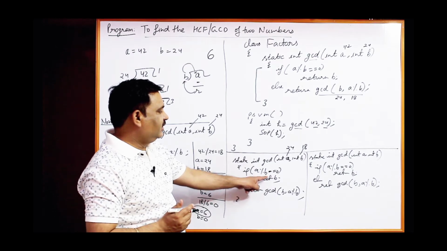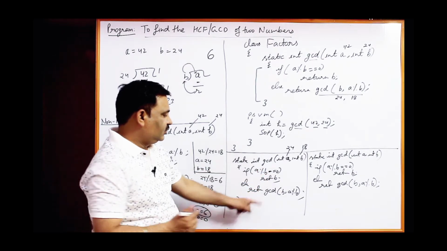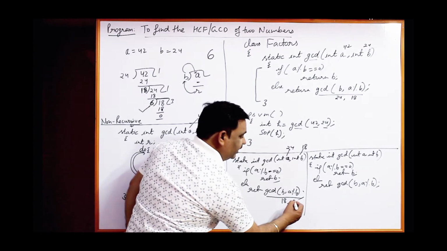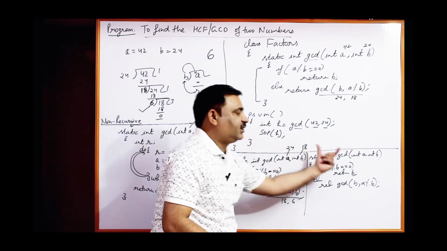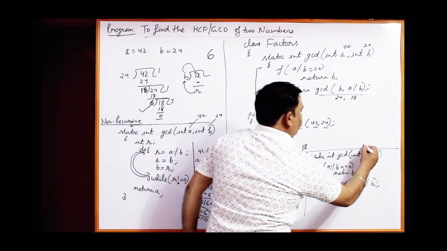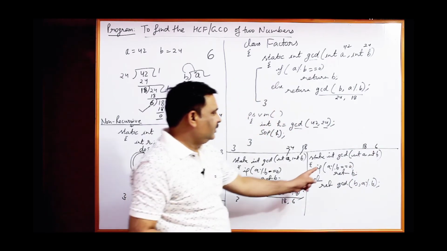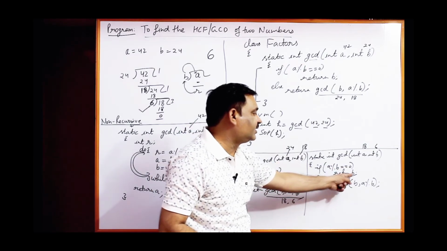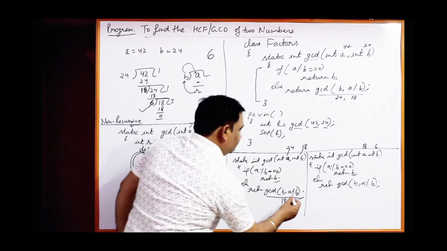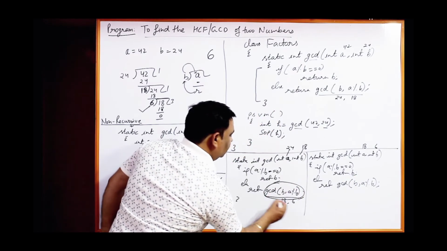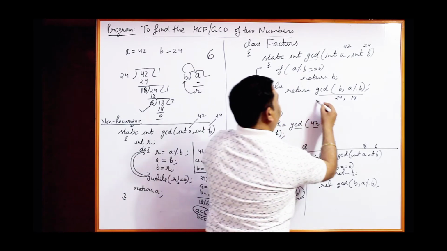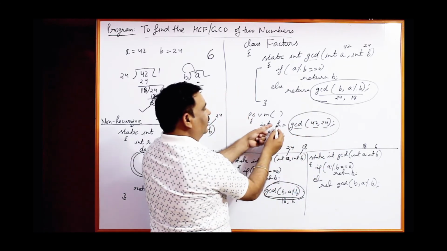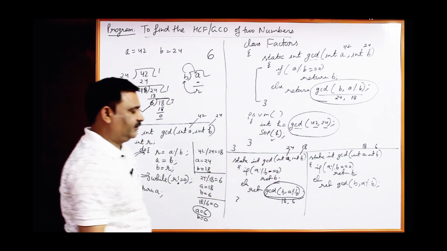So again 24 modulus 18 is not 0. So this function will be called by passing 18 and a modulus b, 24 modulus 18 is 6. So this is the third function call, with a and b as 18 and 6. This time 18 will be divided by 6, so the remainder is 0, and it will return b, that is 6. So 6 will be returned to this function call, and the same 6 will be returned to this function call, and finally it will return to the main function call and be stored in H. Here you can print the GCD.